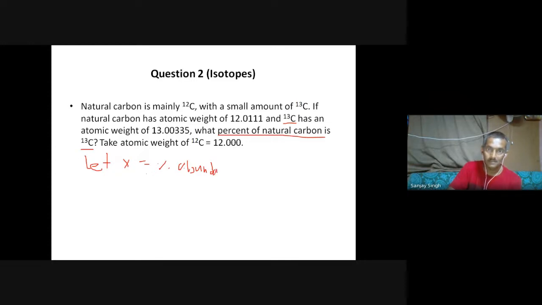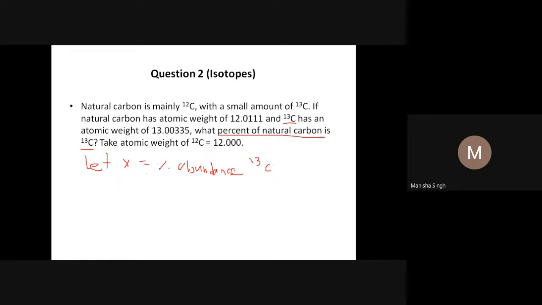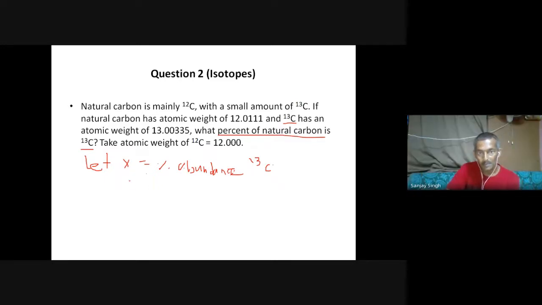Okay. So that's your carbon 13. That's what you want to find out. What about your carbon 12 then? What is the percentage abundance of your carbon 12? The percentage abundance of your carbon 12 would be the total percent, 100%, minus the percentage abundance of your carbon 13, that is your X. So that's how you have to start the problem.